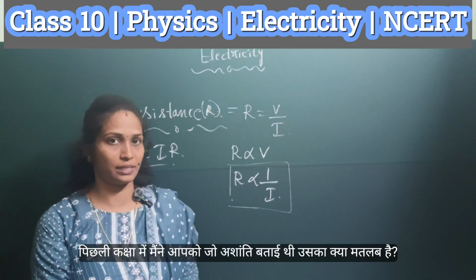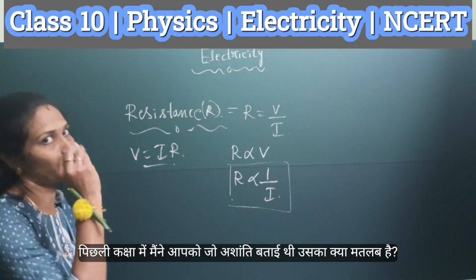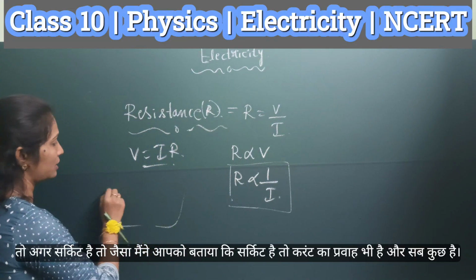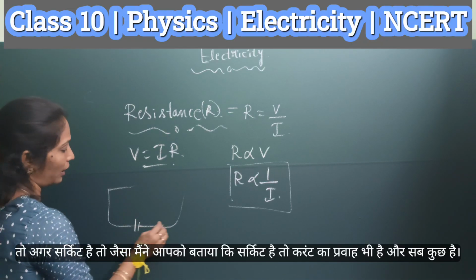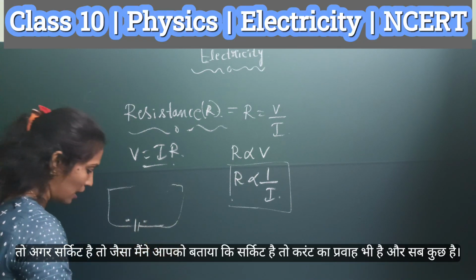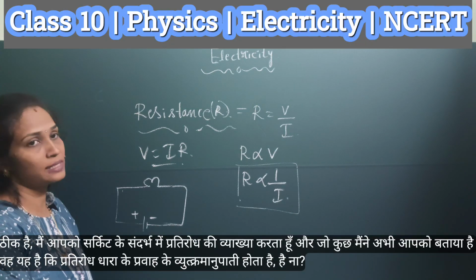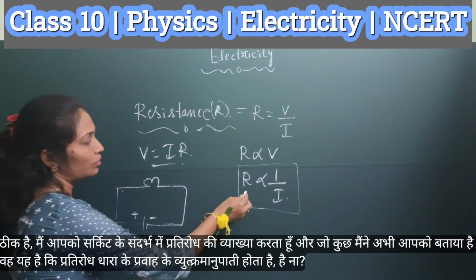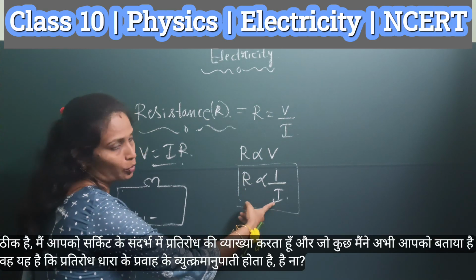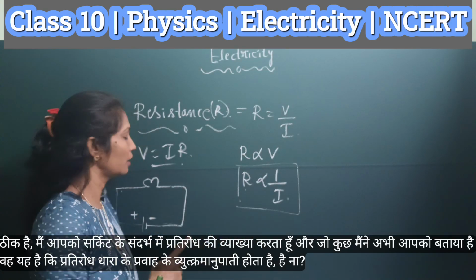What is the meaning of the disturbance? That is what I told you in the previous class. So if a circuit is there, and a flow of current is also there, let me explain resistance in terms of the circuit. What I told you just now is that resistance is inversely proportional to the flow of current, correct?